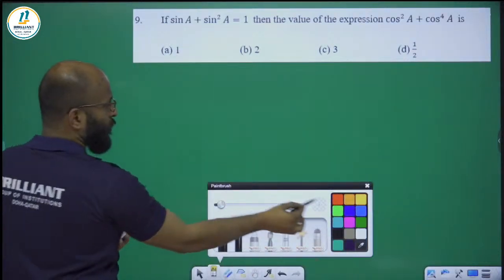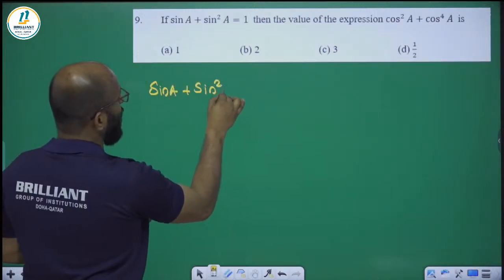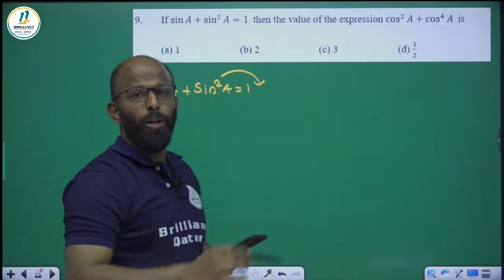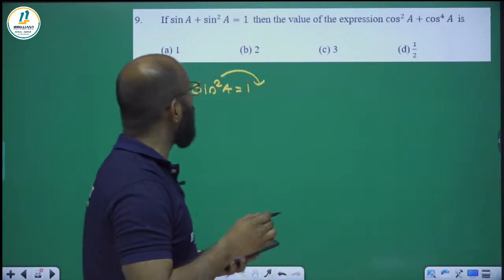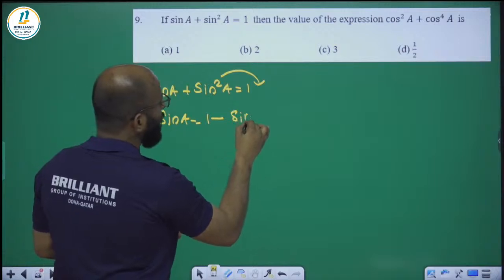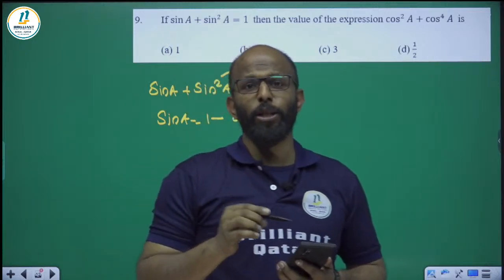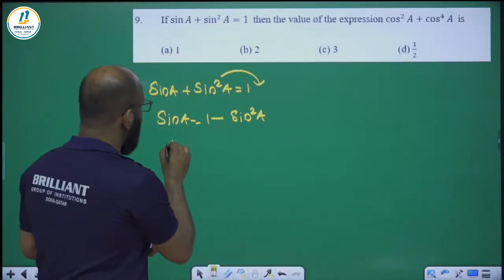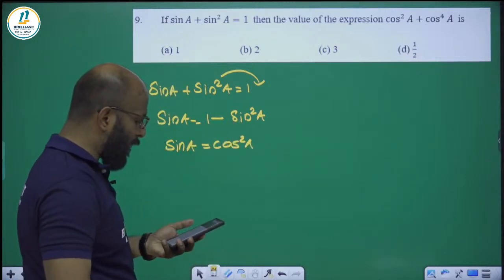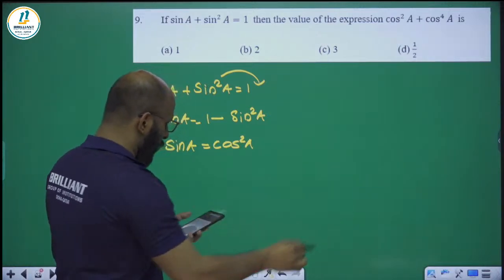Now the given expression is sin A plus sin square A is equal to 1. So I'm going to shift the sin square A to the right side. From there I will get sin A is equal to 1 minus sin square A. You know what 1 minus sin square A is? 1 minus sin square A is cos square A. So we get sin A is equal to cos square A.